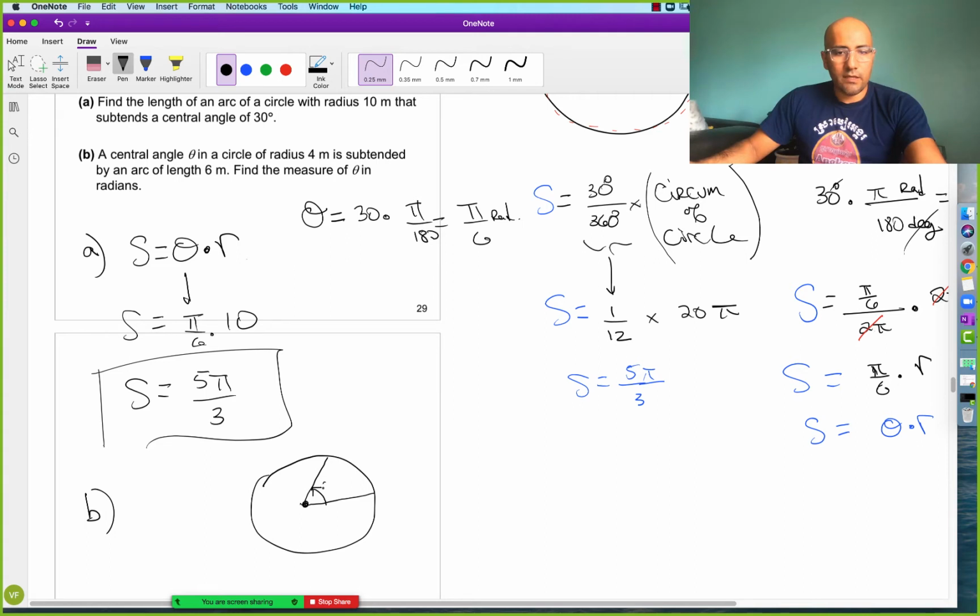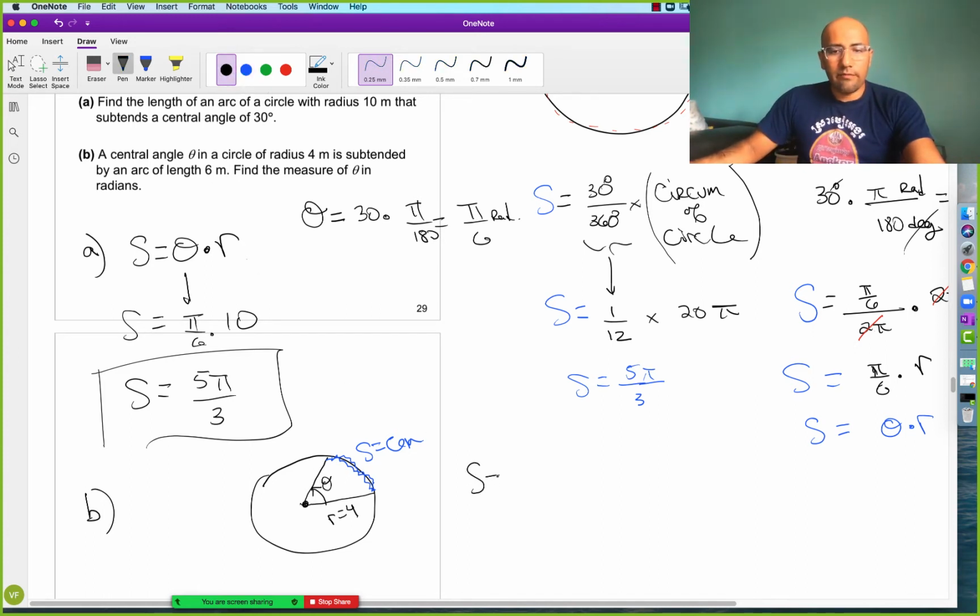Here is theta. We know that the radius is 4 meters. R equals 4 meters. And we know that the arc that it subtends, usually denoted by S, so this little section right there, S, is equal to 6 meters. Good. And so now they want us to find the central angle theta.